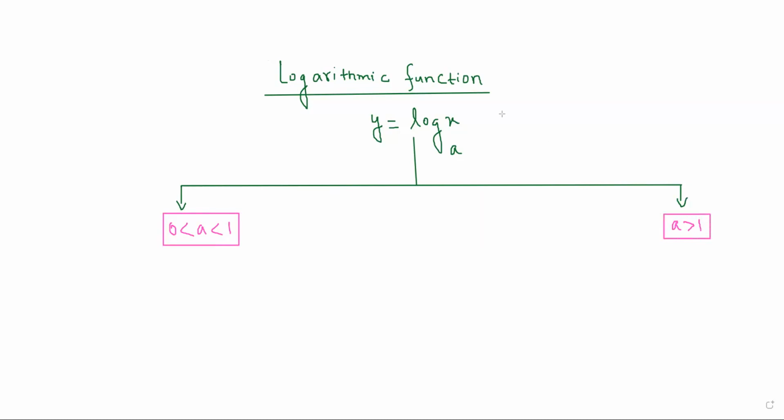Okay. So observe the graph. Let's say a should lie between 0 to 1. Beta, the graph is decreasing. The graph is passing through (1, 0). So let's say the base lies between 0 to 1.